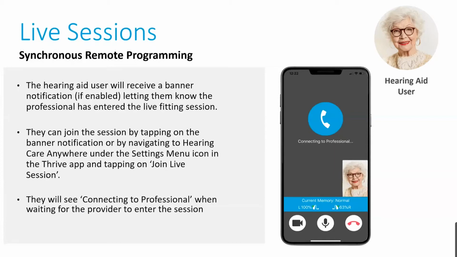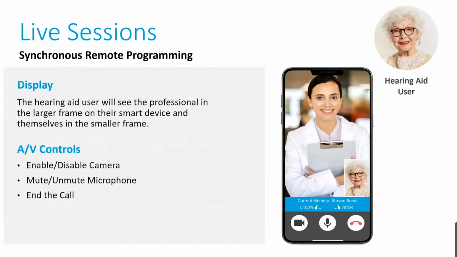Now, the patient will have the ability to enable or disable their video cam, mute the microphones, or end the call on their own. Once the clinician joins the session, they will appear in the larger frame on the Thrive mobile app, and the patient is ready to go and have that conversation for the live sessions appointment.